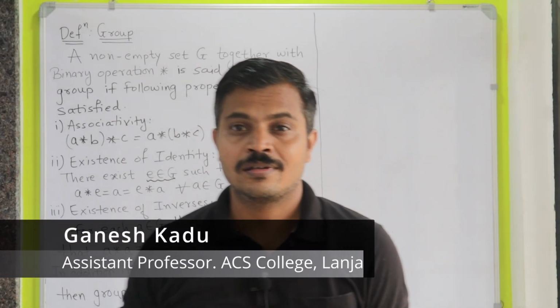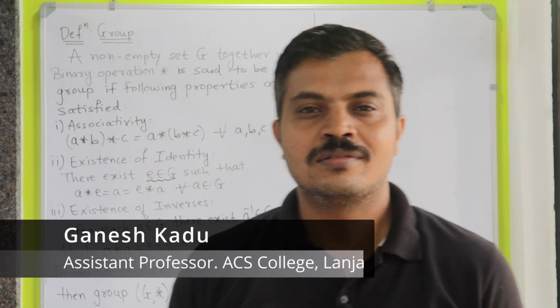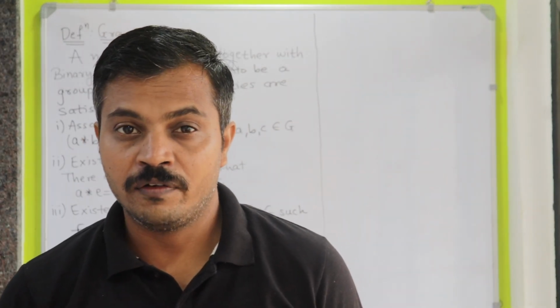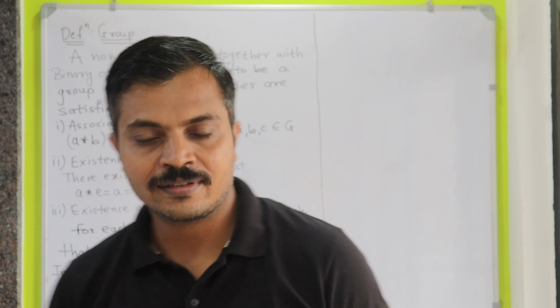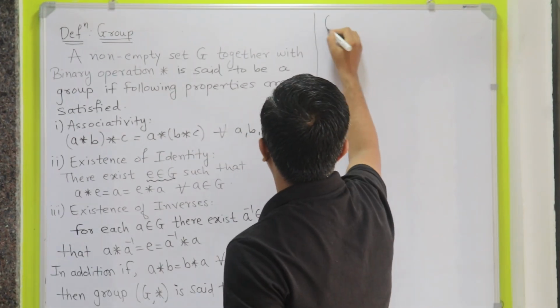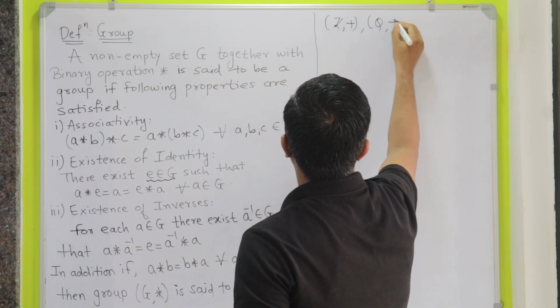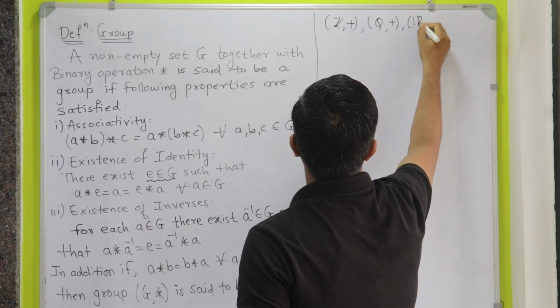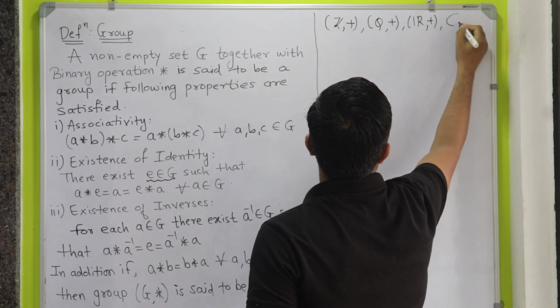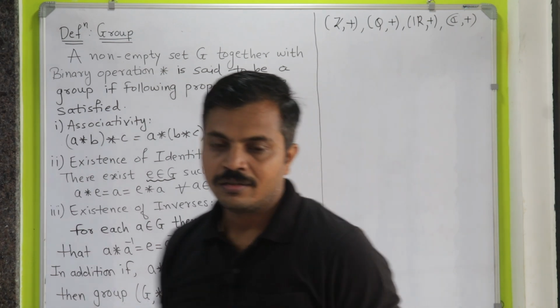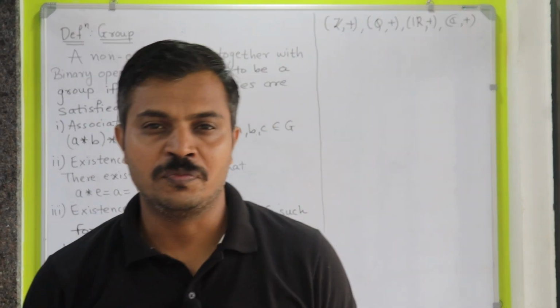In this class, we will explore some more examples of groups. Now, we have already seen in the last class that Z with respect to addition, the set of rationals with respect to addition, the set of reals with respect to addition, and the set of complex numbers with respect to addition, are examples of groups.